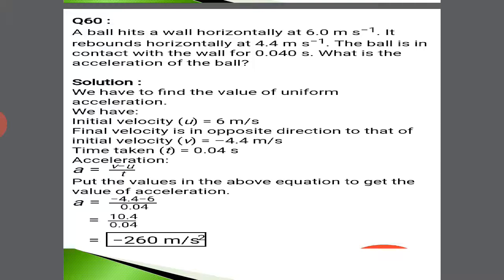Acceleration a is equal to v minus u upon t. Put the values in the above equation to get the values. Minus 4.4 minus 6, it is minus 10.4, upon 0.04, its value becomes minus 260 meter per second square. Minus sign shows the retardation, negative acceleration we also call this. Okay, let's move further.